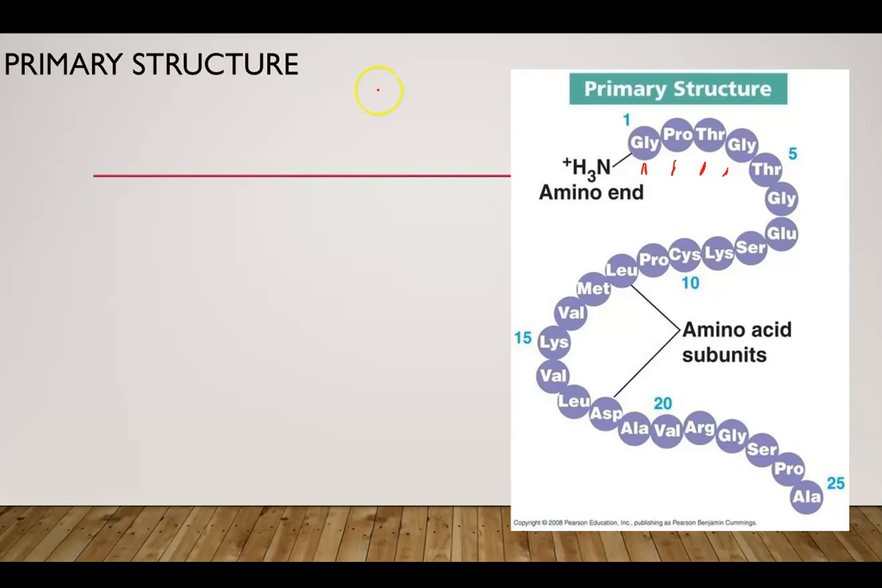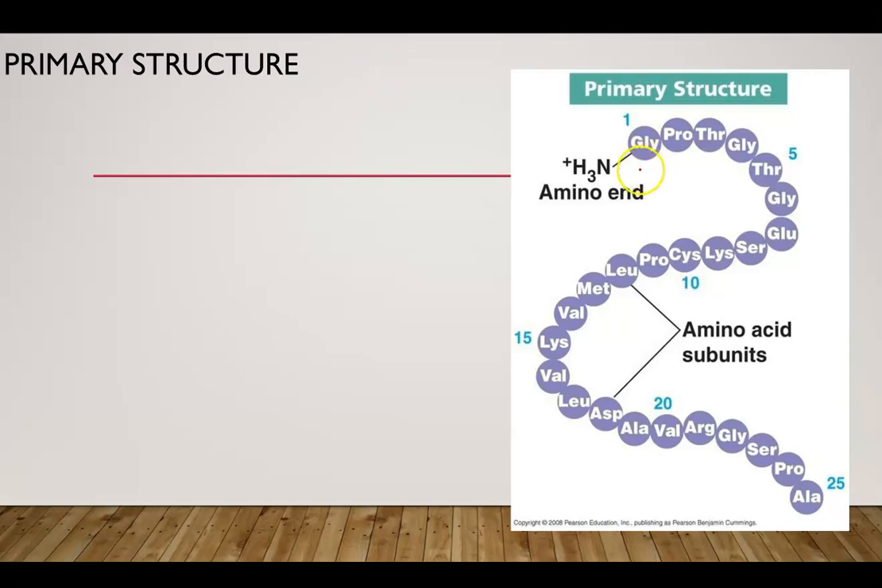Usually when we draw an amino acid, you guys are used to seeing it with a carbon in the middle, an R group, a hydrogen here. Then you have this carboxylic acid group here. And over here you have this amino end with these hydrogens. Okay, so this is just being represented as a ball with an abbreviation in it. And what the primary structure of a protein is, it's just the order of the amino acids.